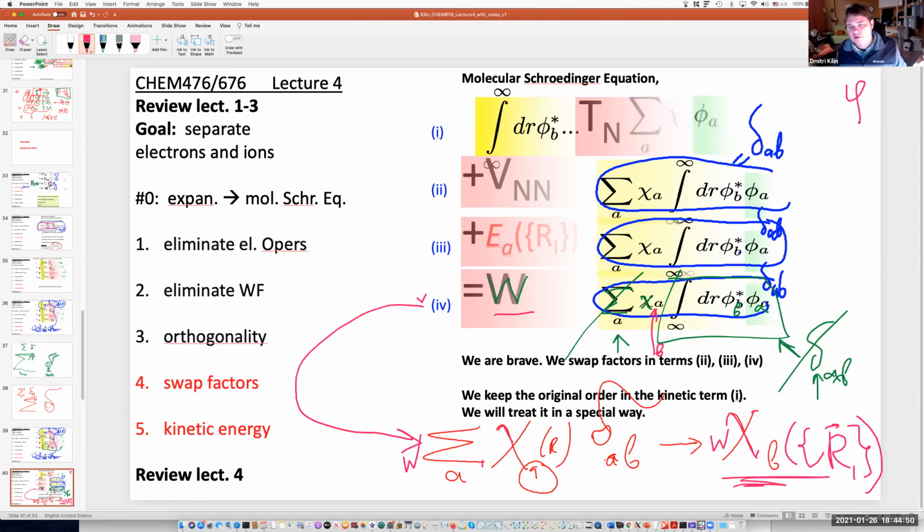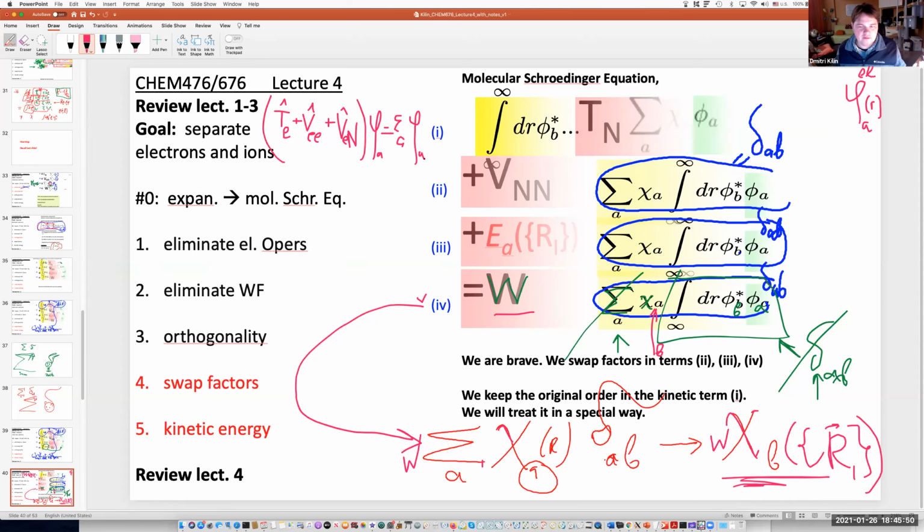Why do you want to remove that wave function? I want to remove the electronic wave function, because we already know it. We assume that electronic wave functions are already found by this electronic Schrödinger equation. So if we act by electronic kinetic energy, electron-electron repulsion, and electron-nuclear attraction, this equation gives us phi sub A. So by solving this equation, we already know phi sub A.